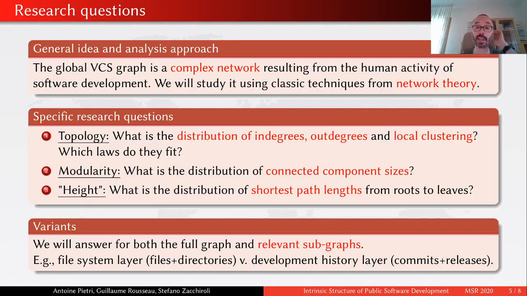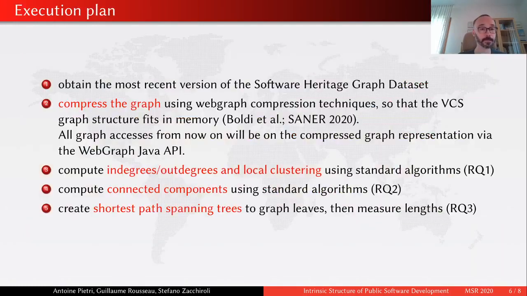For instance, how can we break it up in connected components? And we'll study also the height of the network. So for instance, measuring the average length of the shortest path from nodes to leaves in the network. So we will answer these questions for both the graph as a whole and for relevant subgraphs. For instance, considering separately the file system layer that links together files and directories, or the development history layer that links together commits and releases.